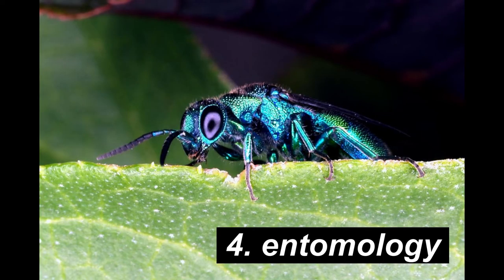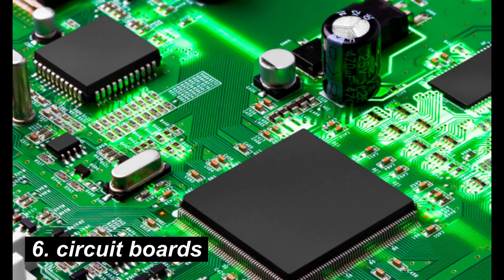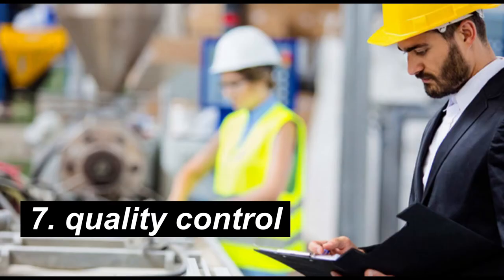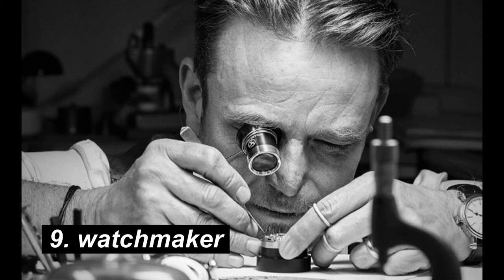In the entomology field, it is used to study insects, while in the botany field, it is used to study flowers and other plant structures. It is also used to repair circuit boards. It is used in industries for quality control. Stereo microscope is also used in pathological laboratories to examine infection. Oh, do you know that watchmakers also use stereo microscope?